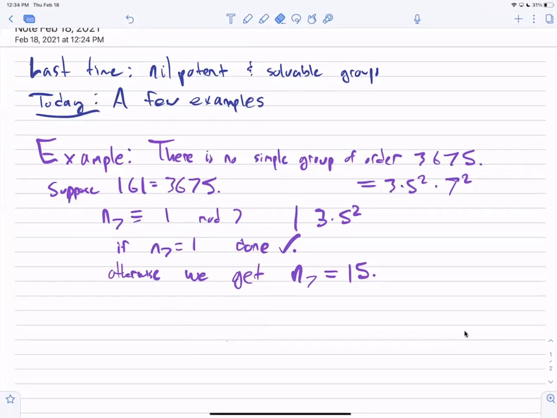Sorry about that. Okay. So we have N7 equal to 15. And so let me fix a Sylow 7 subgroup. So let Q be a Sylow 7 subgroup.